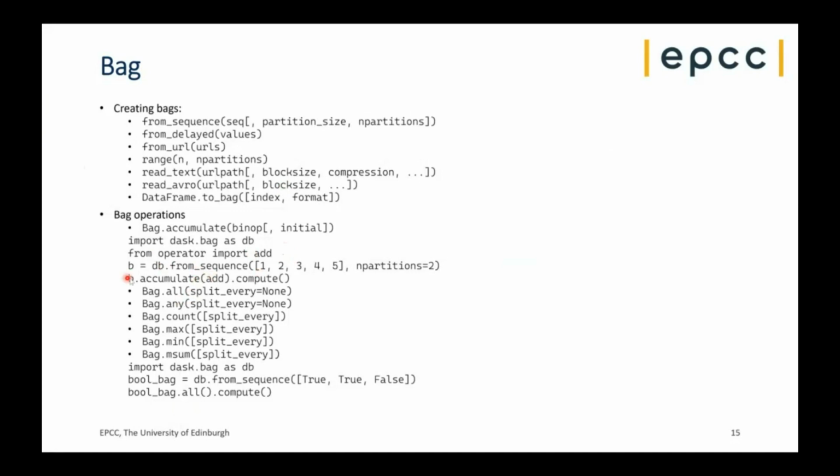So you can see examples here where we say B equals this from sequence 1, 2, 3, 4, 5. How many workers we want to split it over? So here's 2, and then we say an accumulate, add, and this dot compute at the end. This forces Dask to complete the result. So it stops it being lazy and says, actually, give me the actual output here. And an example here from sequence, true, false, all dot compute. So it is exactly the same kind of operations there.